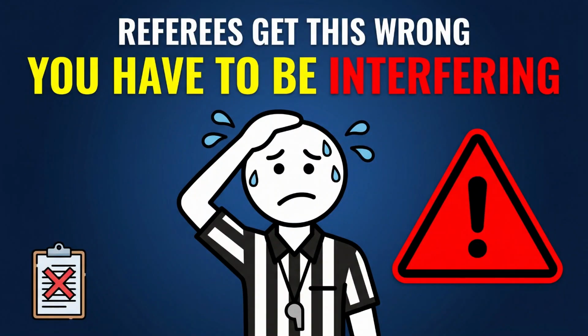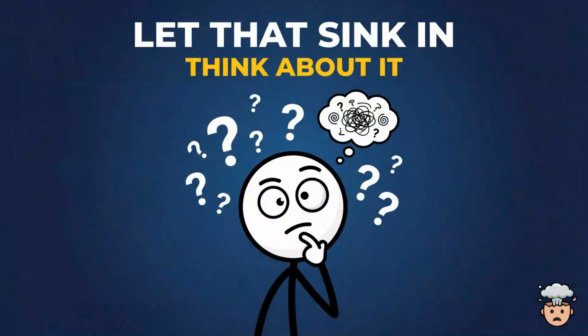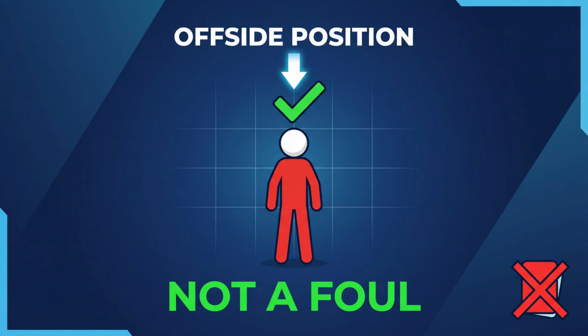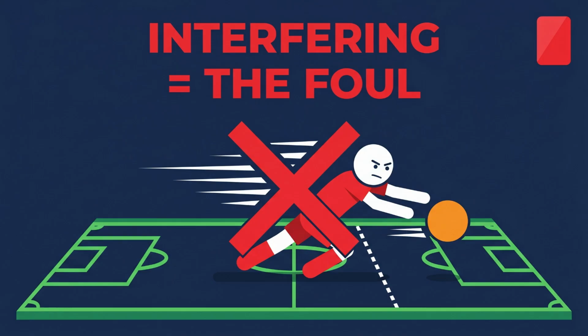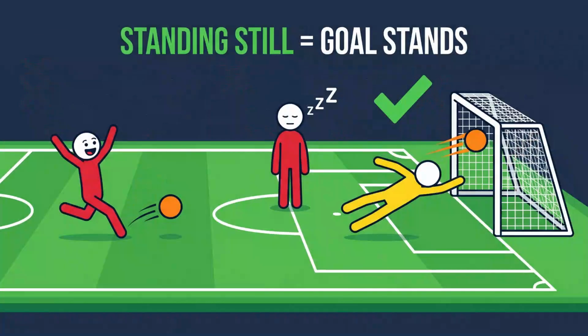And here's the part referees get wrong. You have to be interfering. You can be in an offside position and not be offside. Let that sink in. Being in an offside position is not a foul. Interfering with play while in an offside position is the foul. Interfering means touching the ball, blocking a defender's view, or making a movement that affects an opponent. If you're standing offside doing nothing and your teammate scores without involving you, goal stands.